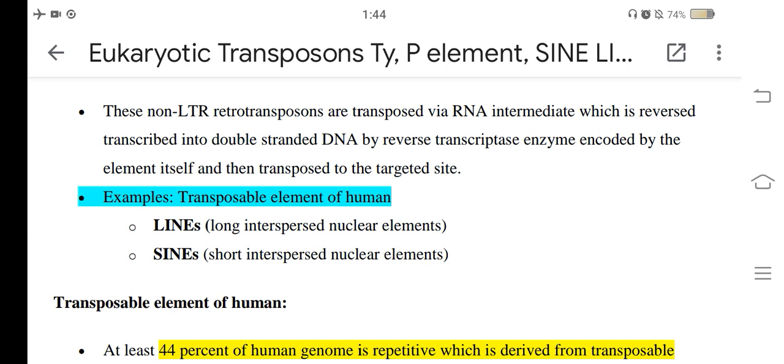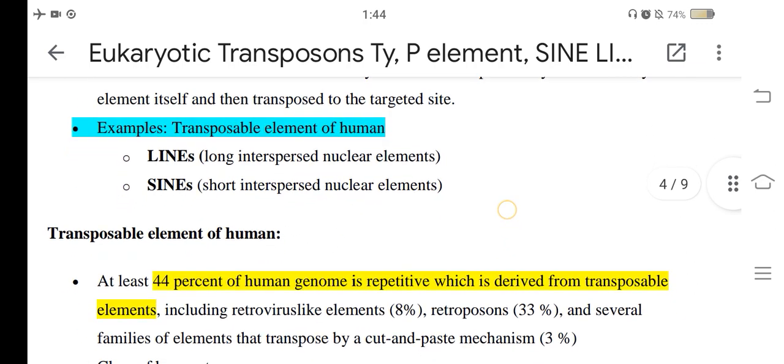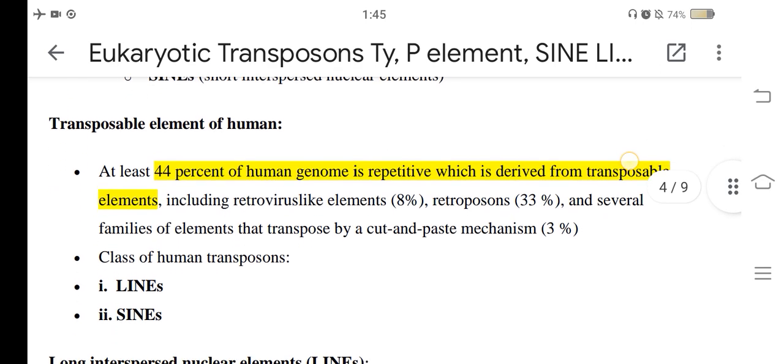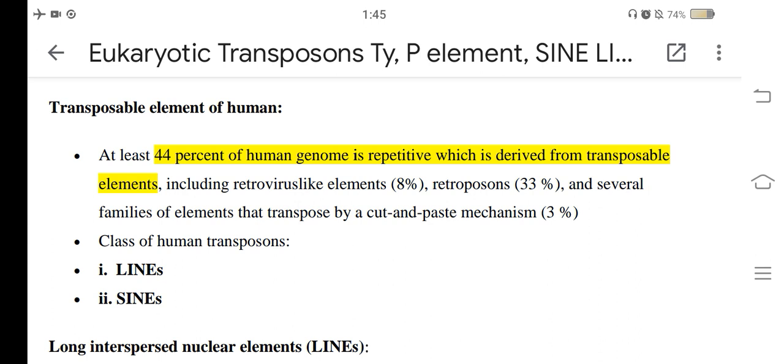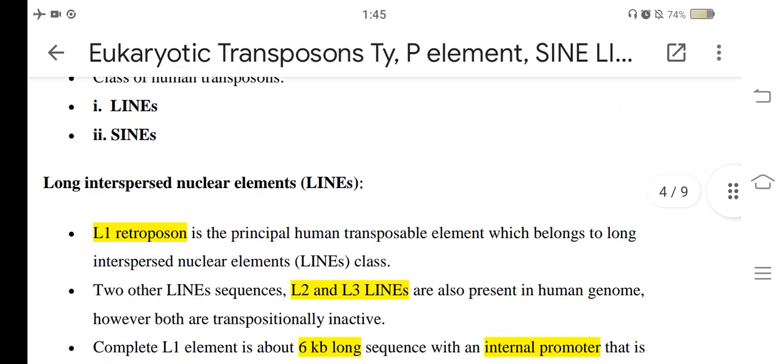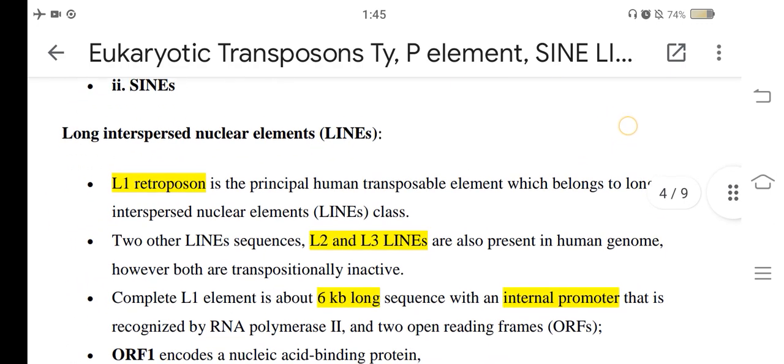Transposable elements of human: LINE, long interspersed nuclear elements, SINE, short interspersed nuclear elements. At least 44% of human genome is repetitive, which is derived from transposable elements, including retrovirus-like elements, retroposons, and several families of elements that transpose by a cut and paste mechanism. Class of human transposons, LINE and SINE. Long interspersed nuclear elements or LINEs.